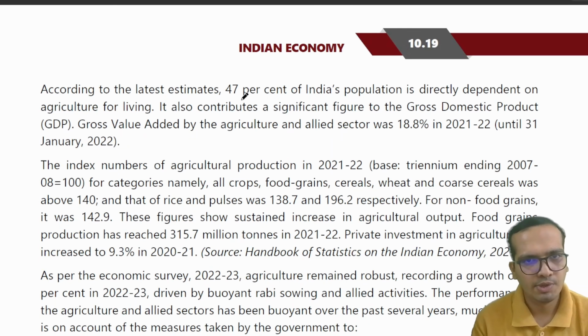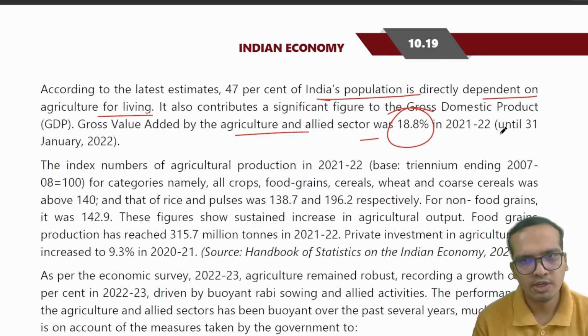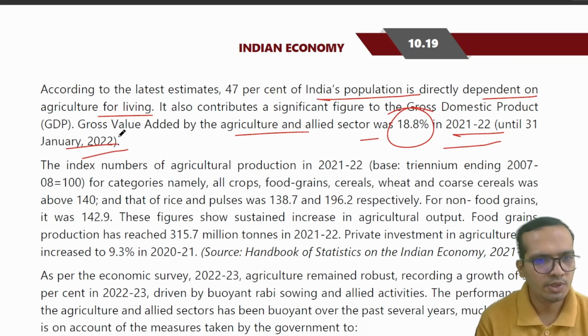According to the latest estimate, 47% of the Indian population is directly dependent on agriculture for living. It also contributes a significant figure to the GDP. Gross value added by the agriculture and allied sector was 18.8% in 2021-22 until 31st Jan 2022.